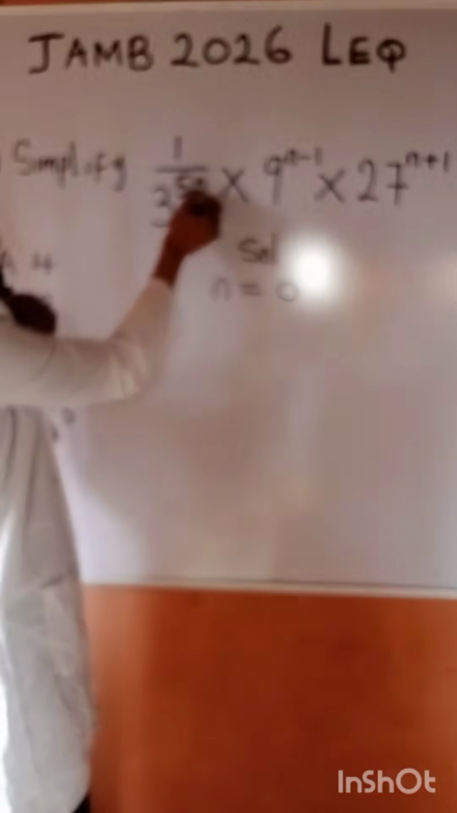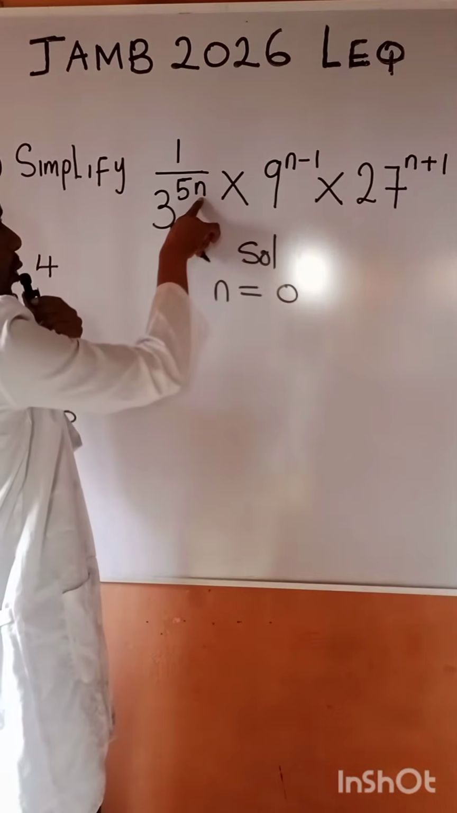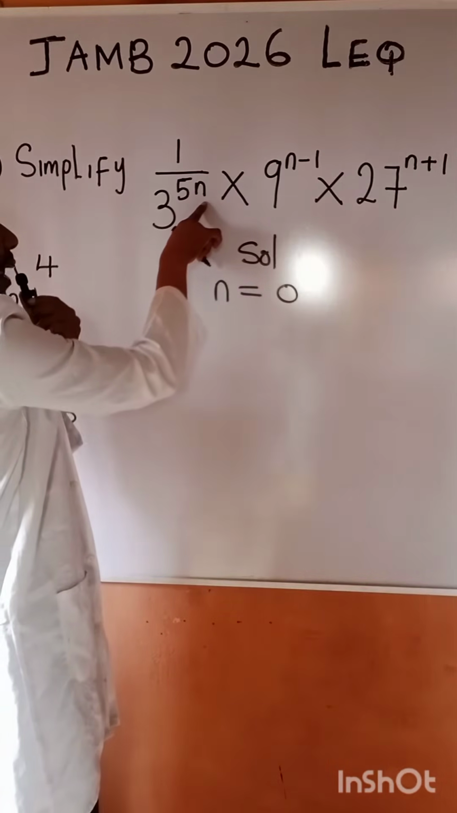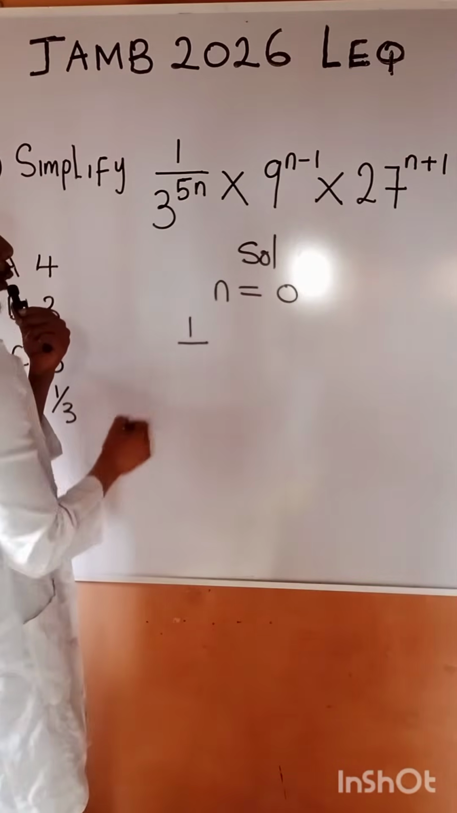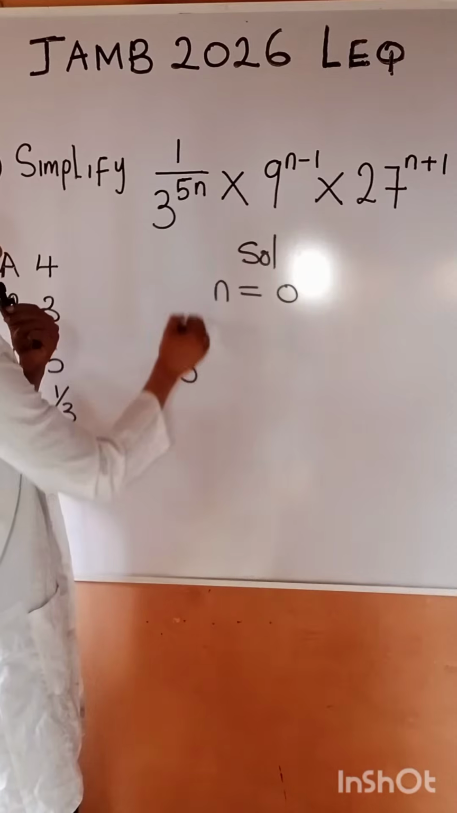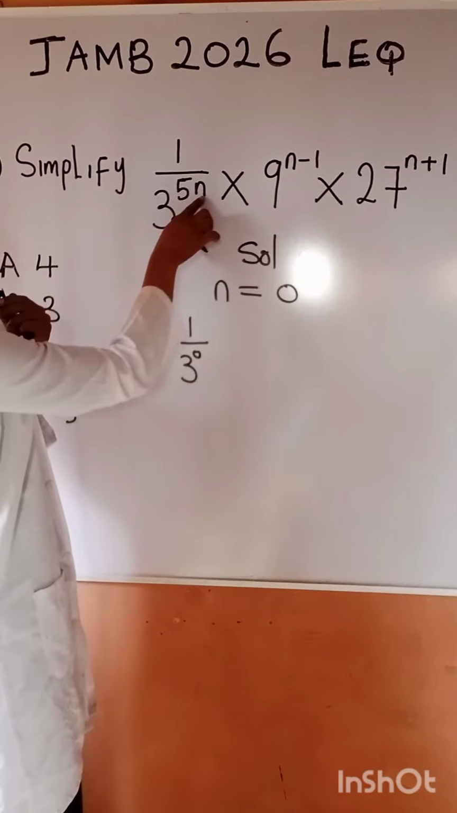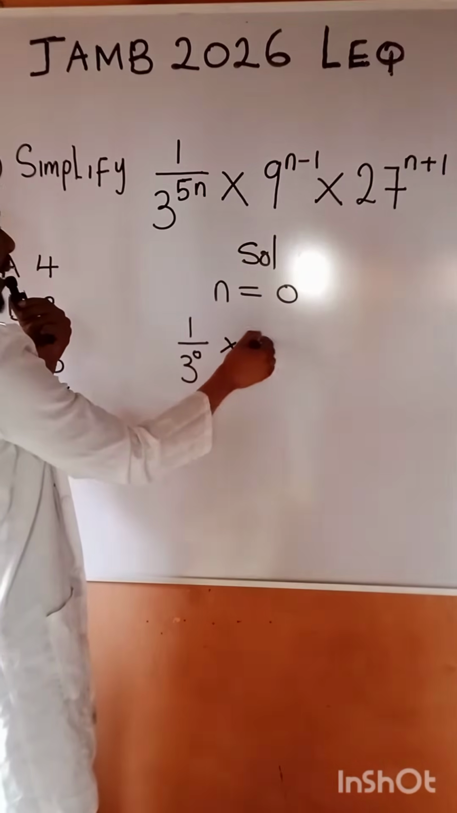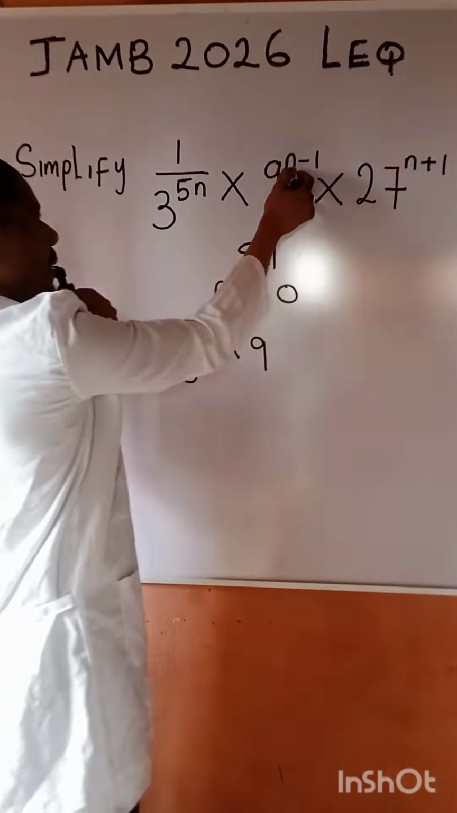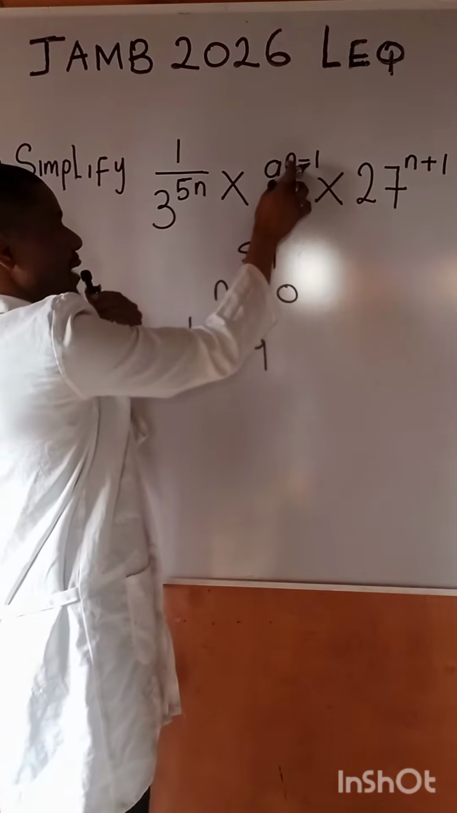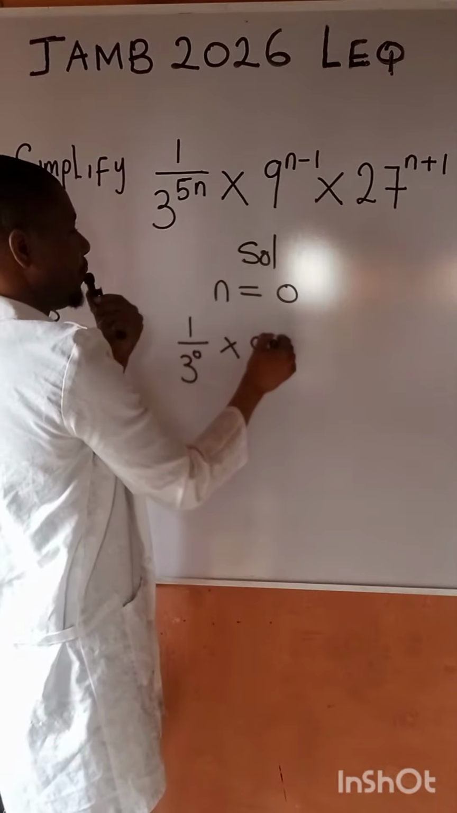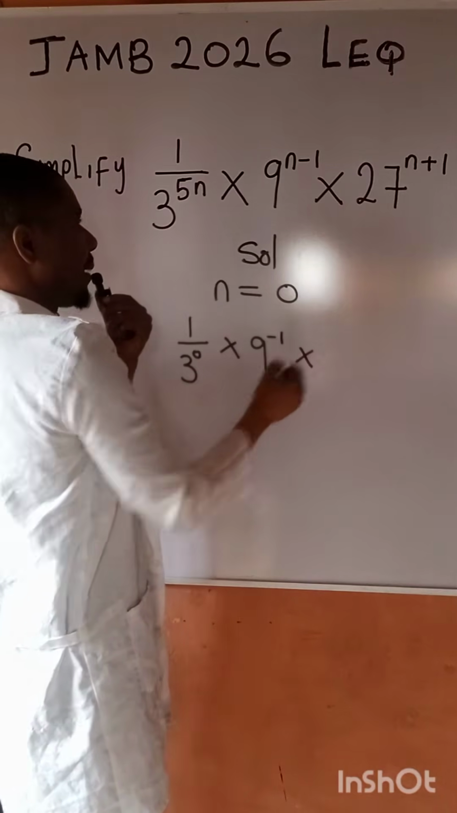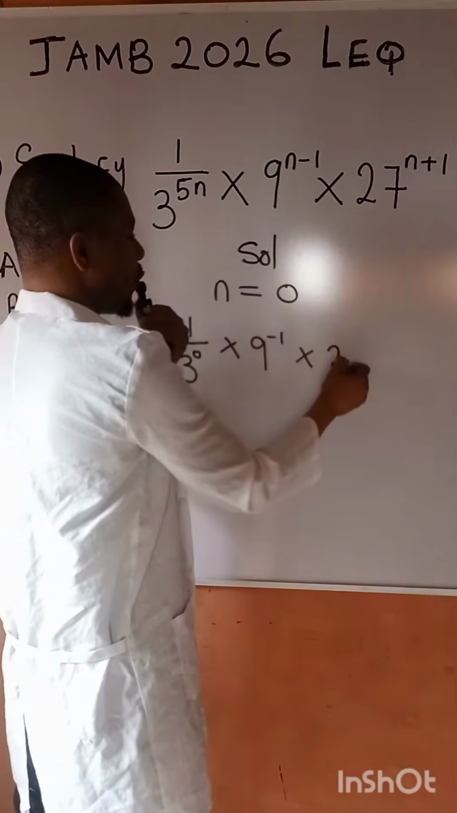This is n. So if I carry this 0 and substitute here, 5 times 0 will give us what? 0. And you know that this will now become 1 all over 3 raised to the power of 0, because 5 times 0 is this. Multiply by 9, this is what? If I substitute 0 here, this is 0 minus 1, which will give us minus 1. Multiply by, this is 27.